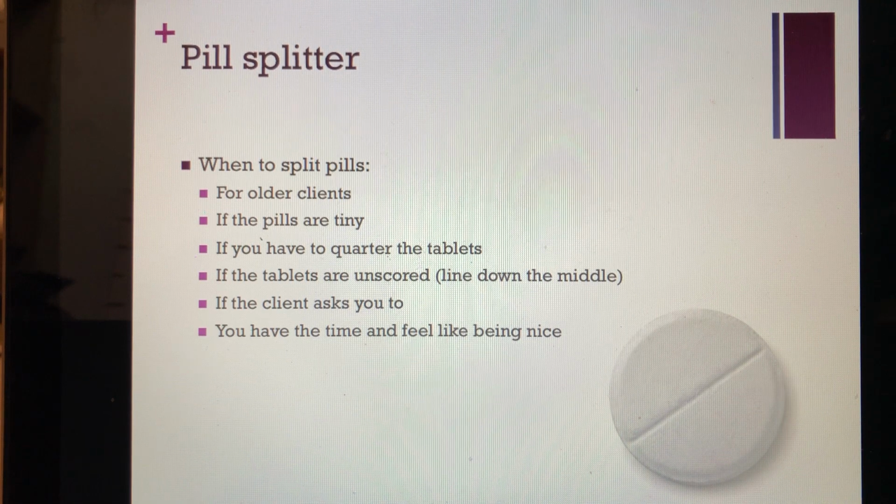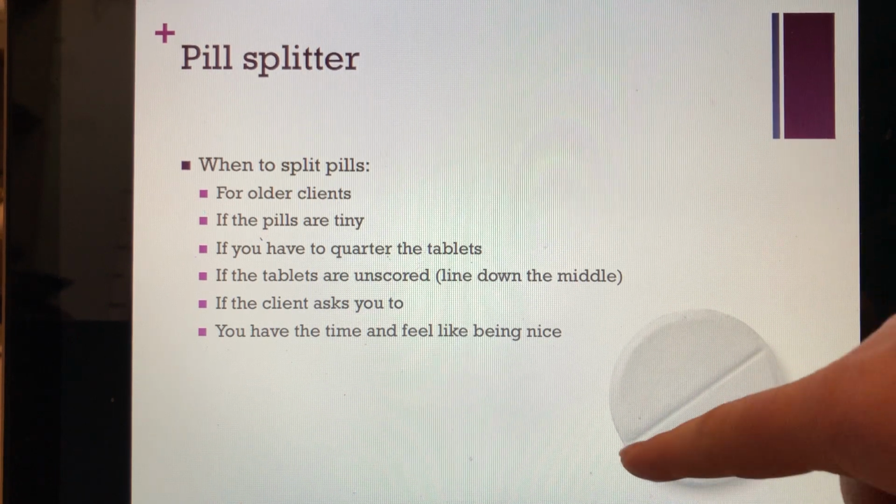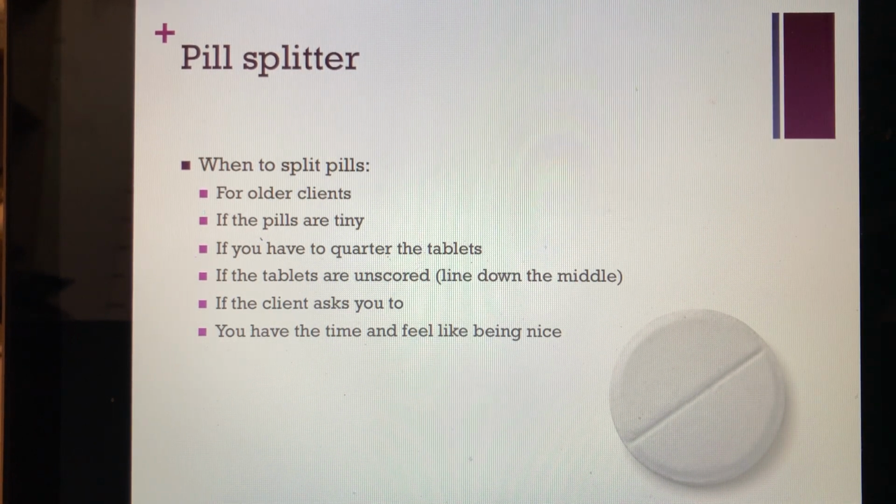If tablets are unscored, we definitely need to split them for the client because the client isn't going to be able to break them. Pills like this, where they have a line down the middle, that's a scored tablet. That scored tablet is pretty easy to break with your fingers. If they're not scored, though, it's tricky to break it. So we can split those for our clients using that pill splitter.